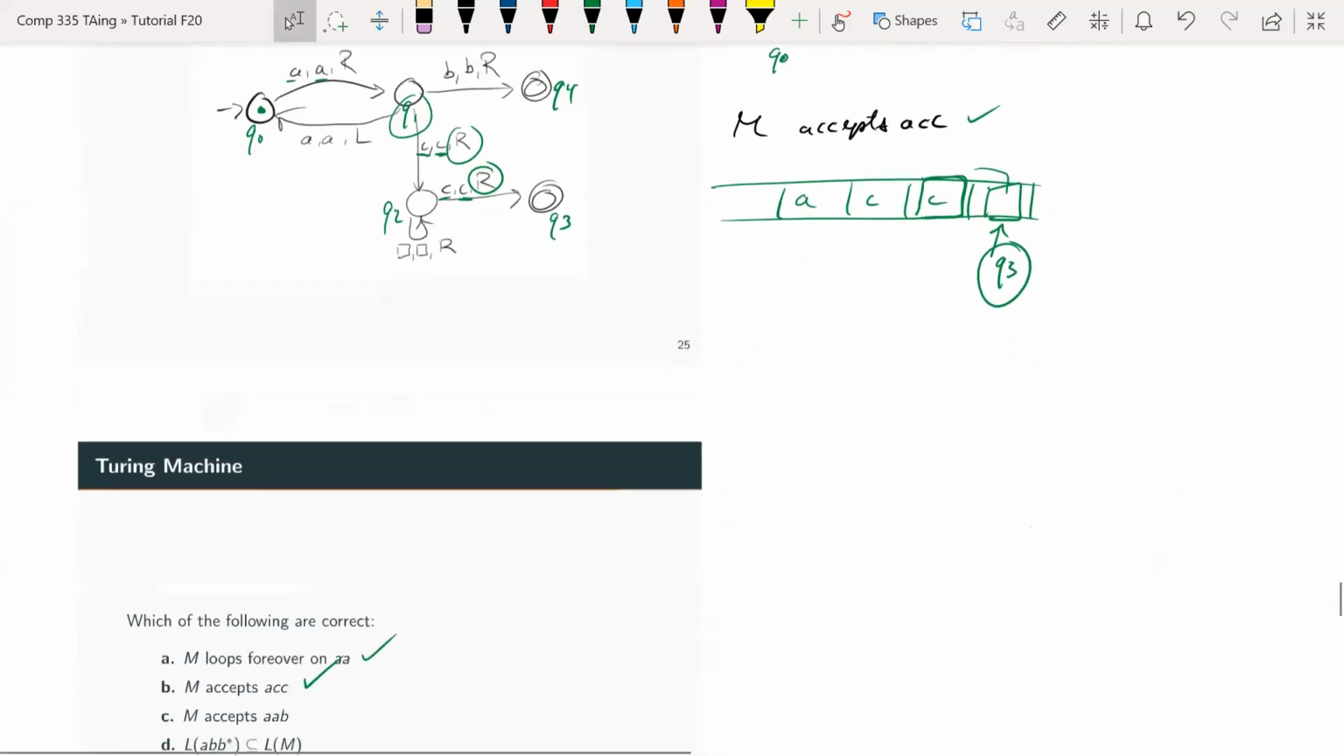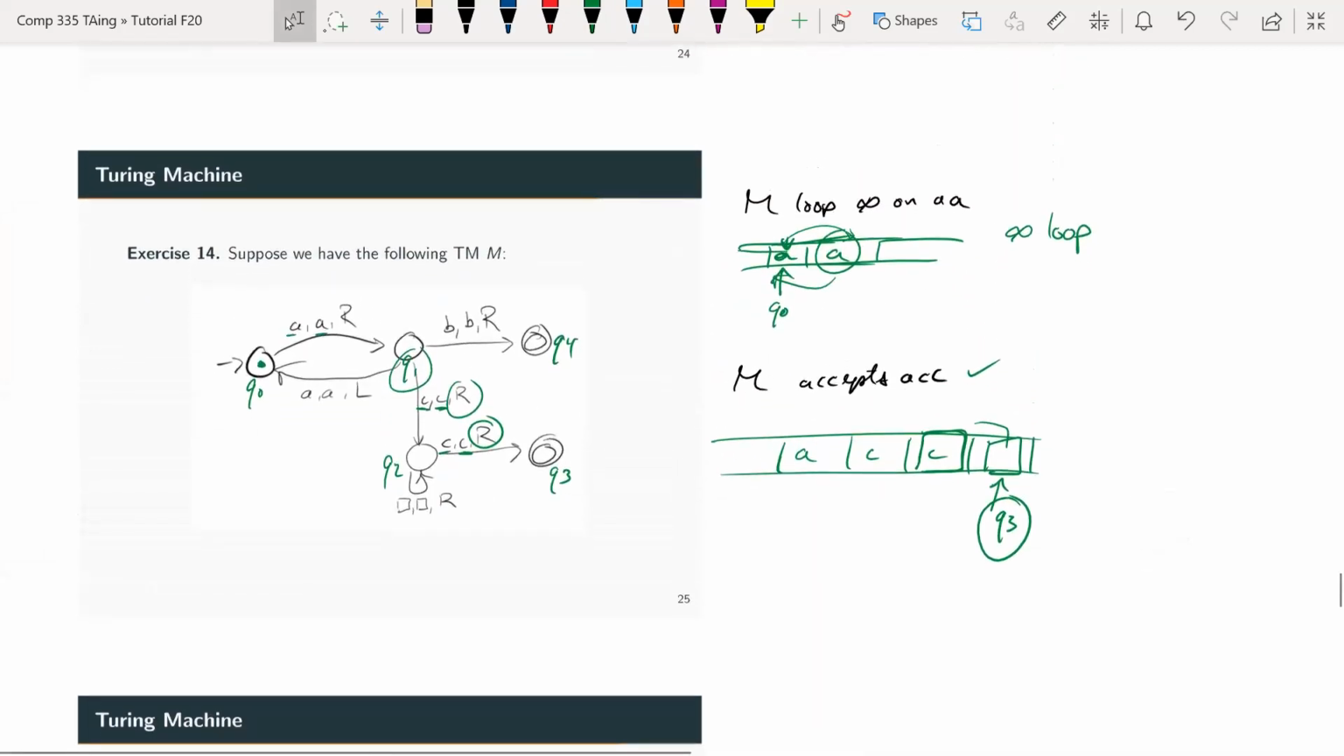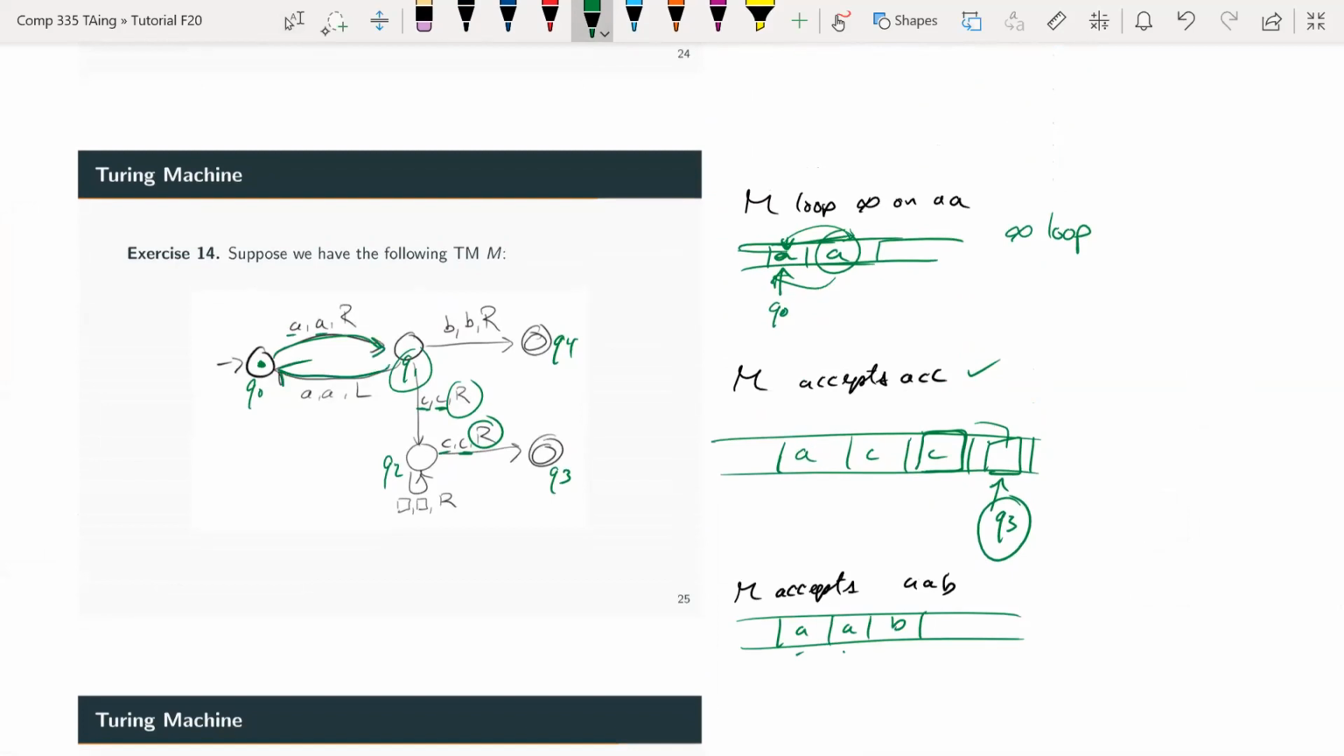What's the next one? Say M accepts AAB. So that's not going to be true. M accepts AAB. Again, why? Set up your input tape, A, A, B. We already know what happens when you read AA. You go to Q1 and then you go back to Q0. So you're in Q0 again and you're reading a B.